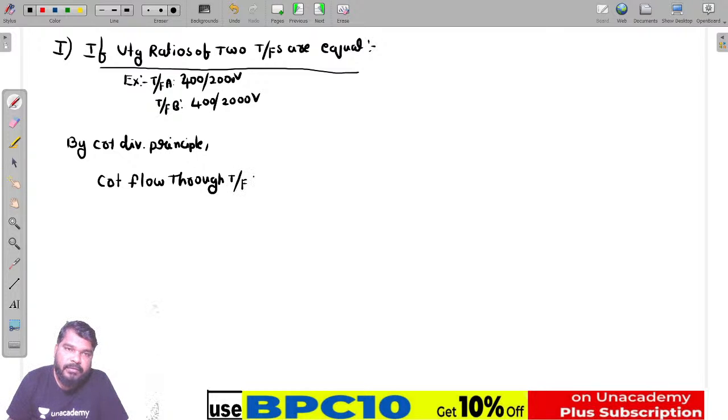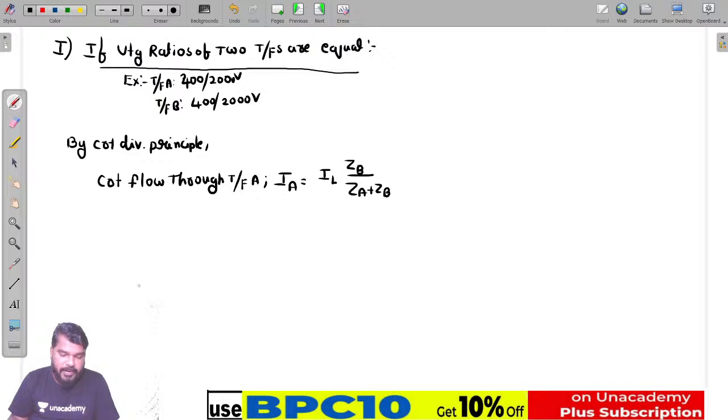For transformer A, IA is equal to, in terms of the load current IL, ZB by ZA plus ZB. Are you getting my point?